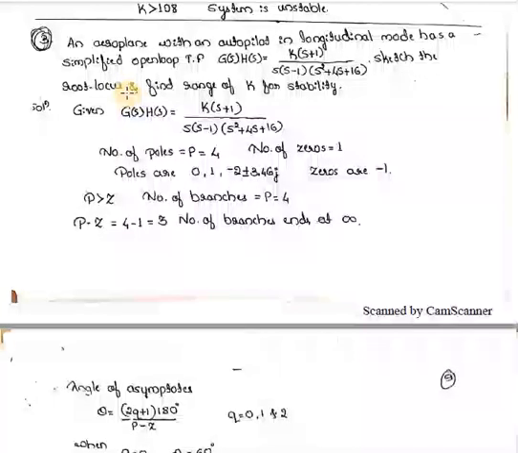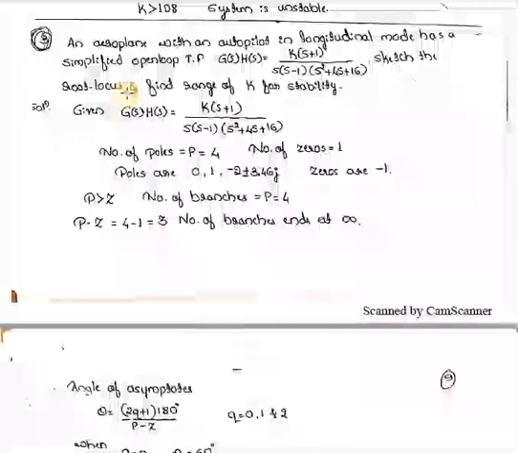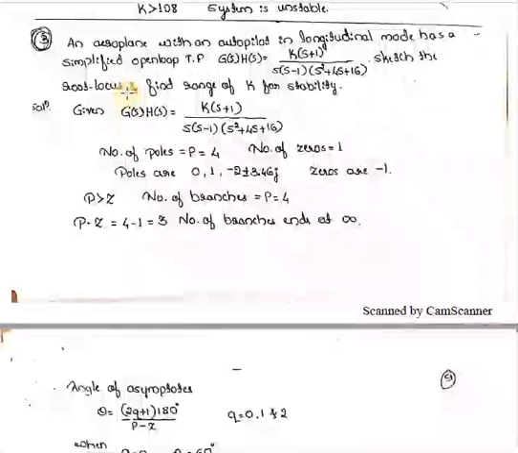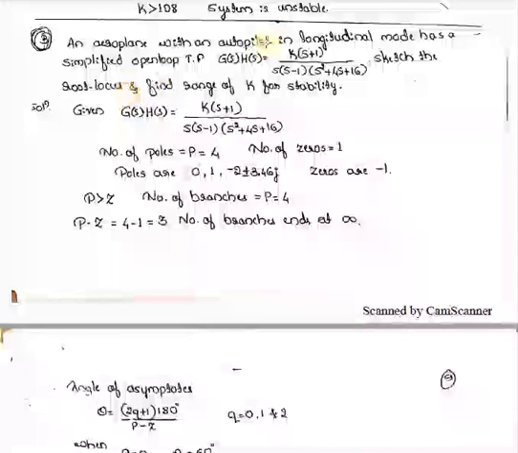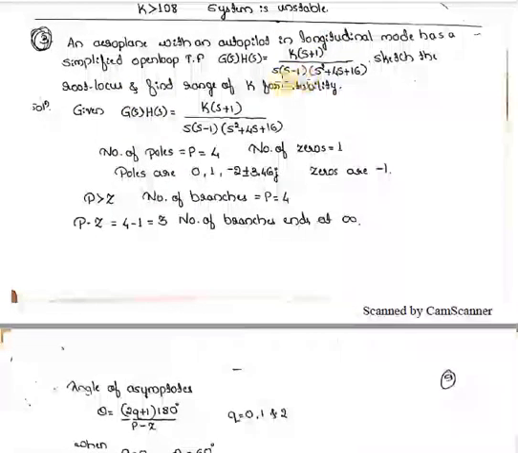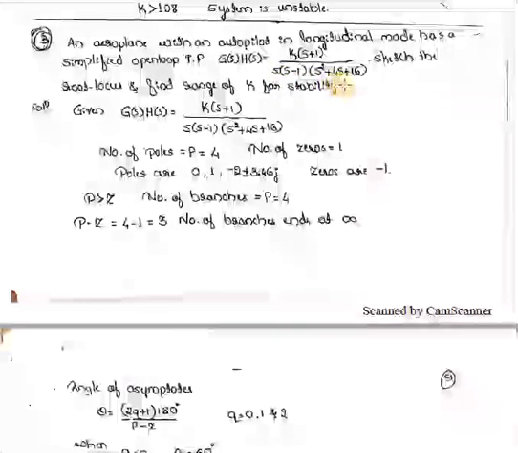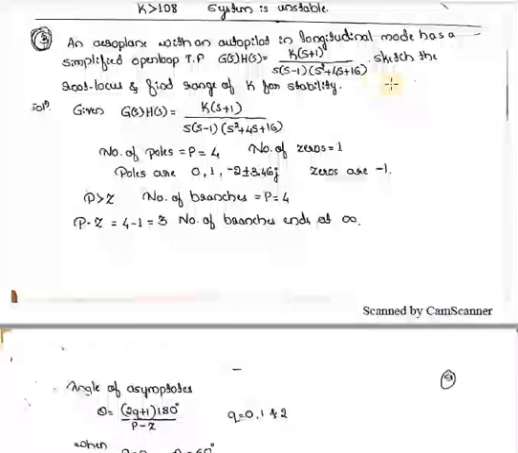So the problem statement is: an aeroplane with an autopilot in the longitudinal mode has a simplified open loop transfer function, G(s)H(s) equal to K(s + 1) divided by s(s - 1)(s² + 4s + 16). For this, sketch the root locus and find the range of K for stability.